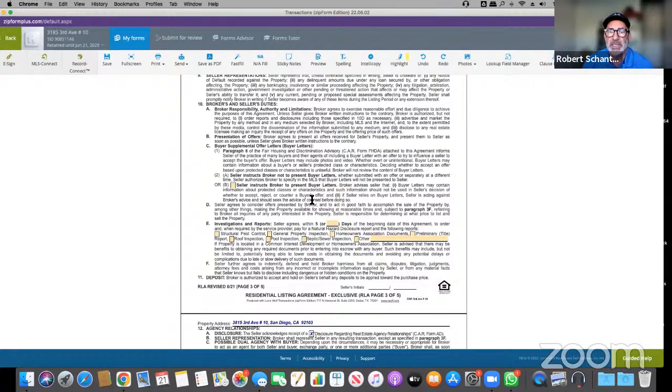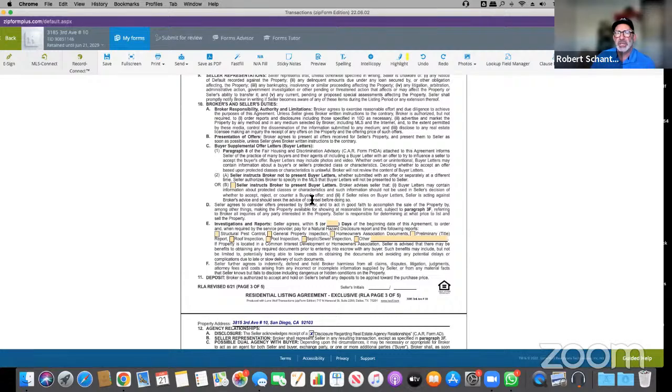You're going to tell us that you instruct us to not present buyer letters. That's new. The buyer letters are what we call the buyer love letters, where a buyer would basically say, we want to buy your house. We're a nice family. We've got 2 kids. And they mention their nationality. Well, that's a violation of fair housing right there.